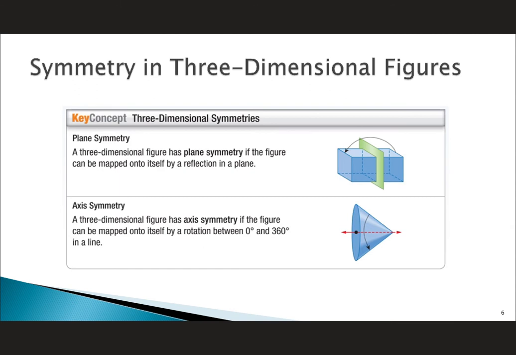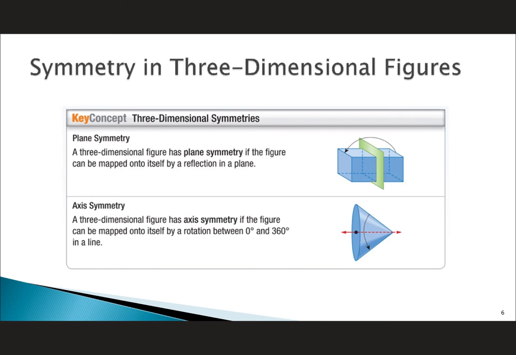Now, those were just 2D shapes. So you have line of symmetry and rotational symmetry. Those are for 2D figures. Now we have 3D figures: plane symmetry and axis symmetry. And if you can believe it, they're just the 3D versions of the 2D ones.